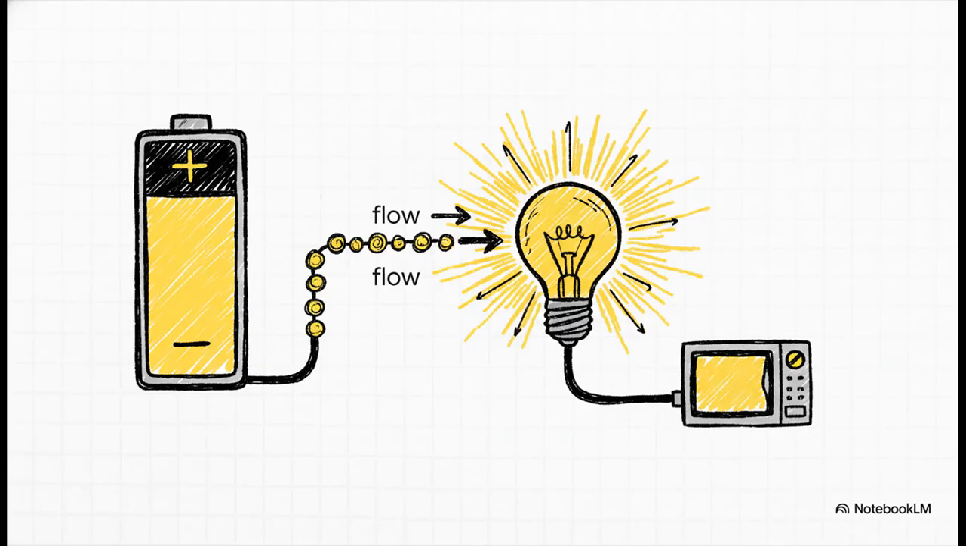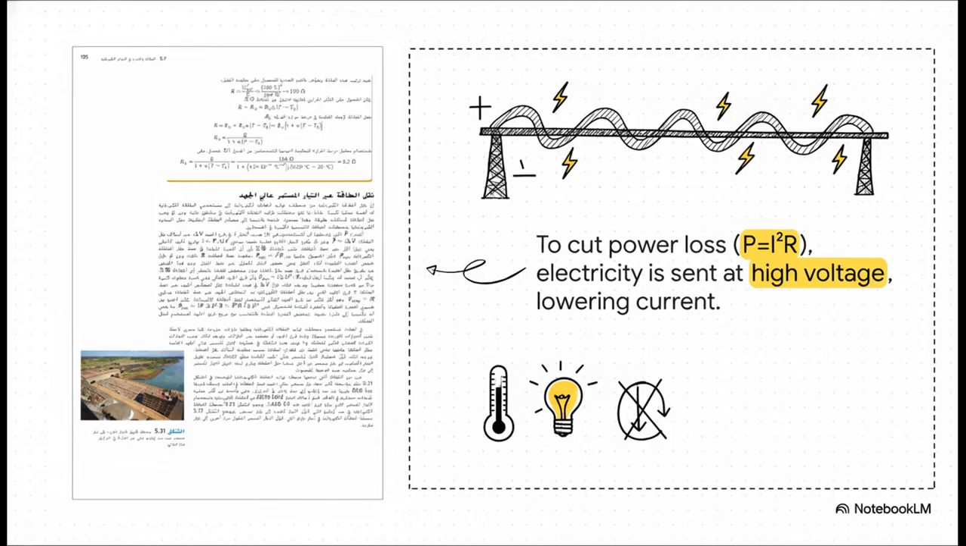And this all leads us straight to the concept of power. You see this word all the time. When a light bulb says 60 watts or a microwave says 1,000 watts, that's a measure of electric power. It's simply the rate at which that device is using electrical energy. And to calculate it, all you have to do is multiply the current flowing through it by the voltage pushing it.